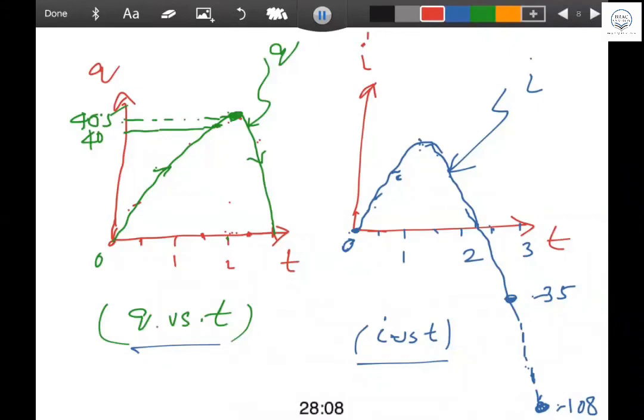Now look at it. This is finished, fine, no problem. But I'm now going to give you the physical interpretation of this thing. What is the physical interpretation? All of you try to understand.